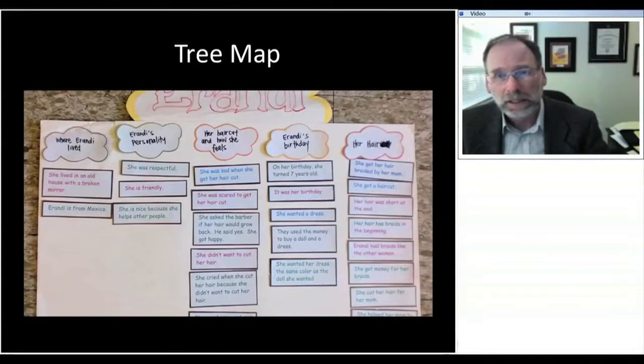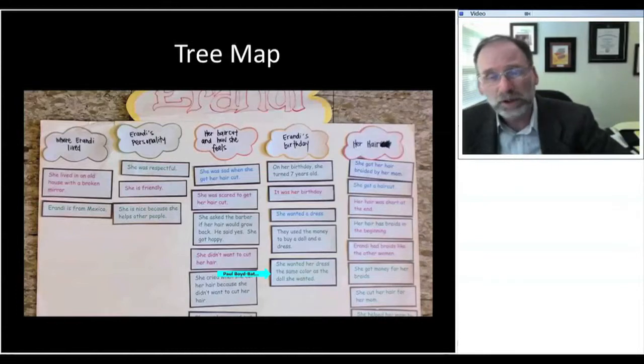Here are sentences about her birthday. The same ones that were on the cluster chart are now put on the tree map. Now what can you do with this?